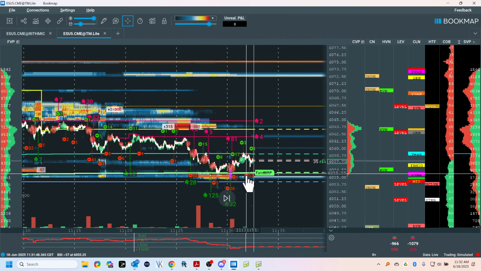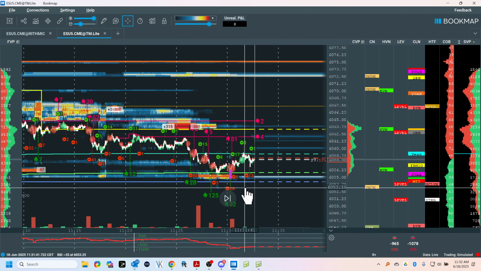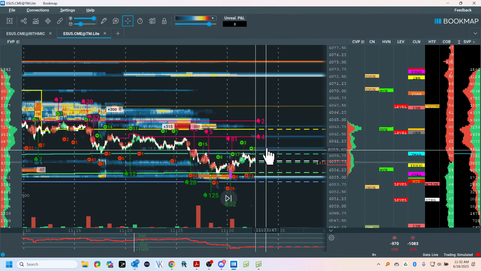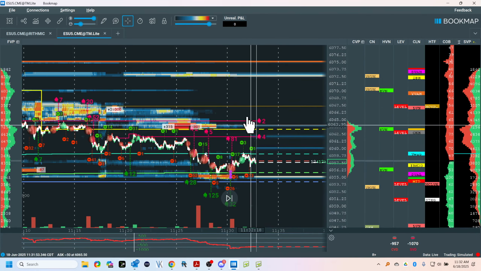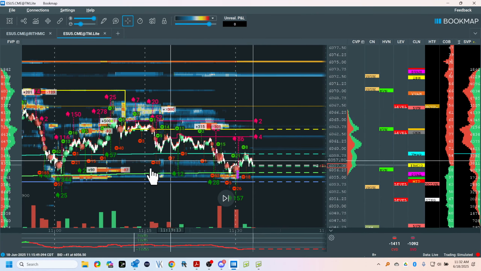If we came outside and scooped these stops out, and then I see absorption, and I got this over here, then I would take a long back to there. Not a recommendation. I take stops. We all do.